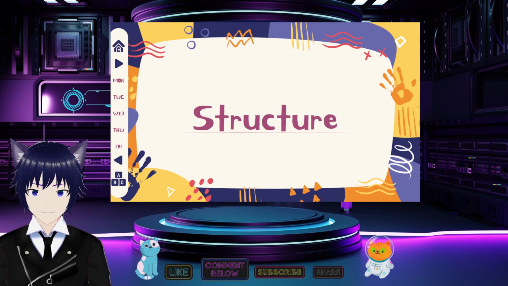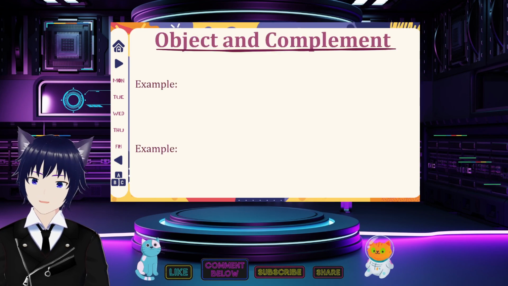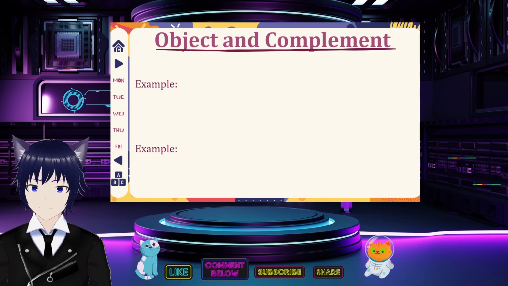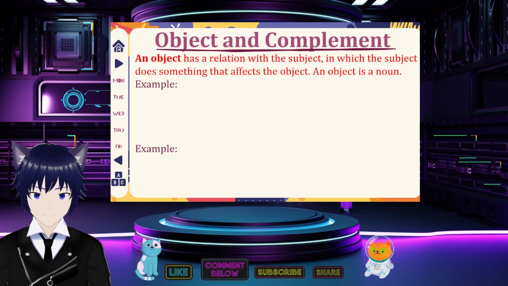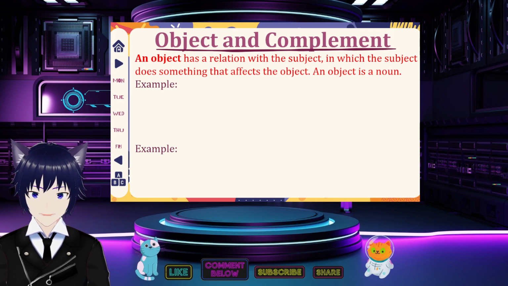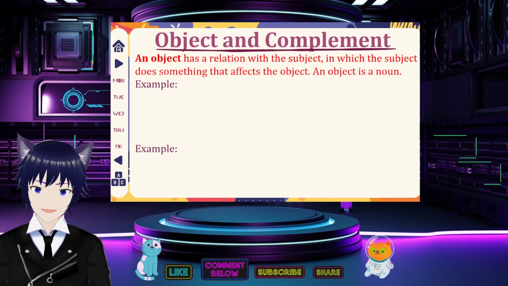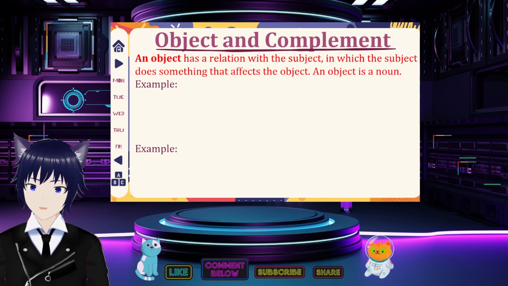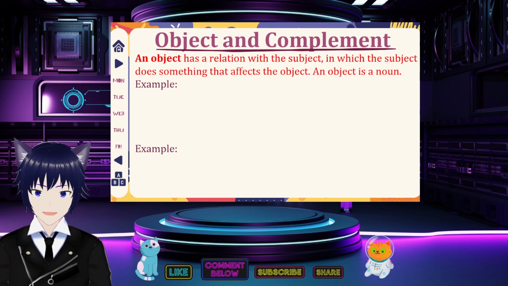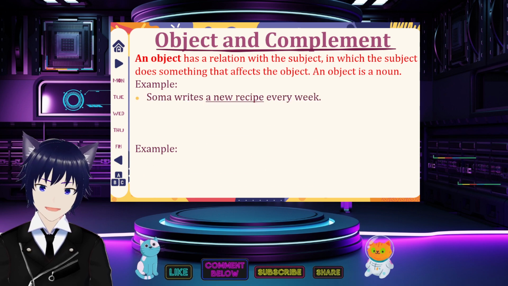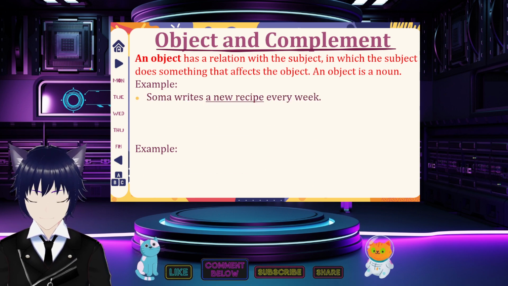However, before that, let me introduce you to the object and complement. An object has a relation with the subject, in which the subject does something that affects the object. In here, an object is a noun. For example, Soma writes a new recipe every week.